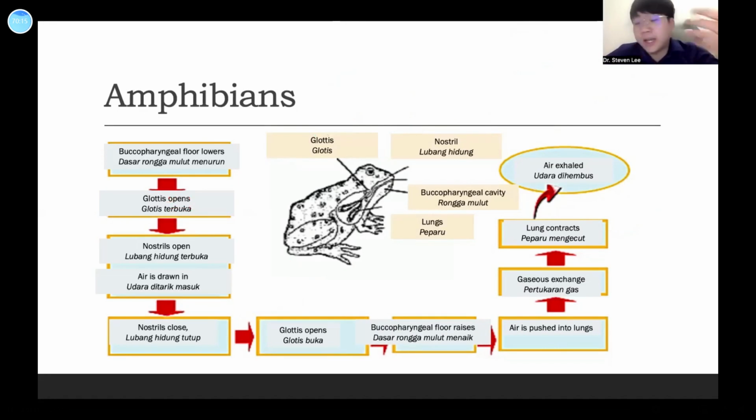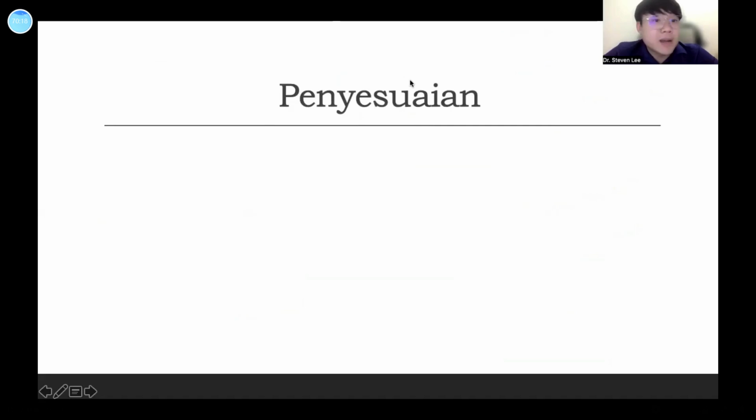So what I want to do right now is I just want to quickly go to the last part before we go. It is the penyesuaian or the adaptations of amphibians. So amphibians are 双栖动物. They can live in both land and water. So you must know that they have two breathing structures. One is actually the lungs. Another one is actually the skin.